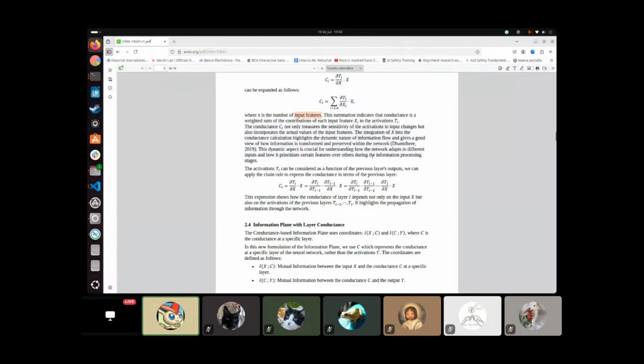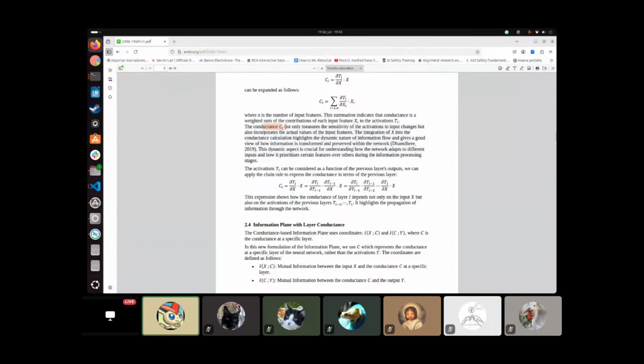What does input features mean in this context? I guess they have some classification of input features or something. I don't know. Like here the input is images, so I don't know what they mean by input features. Sadly.